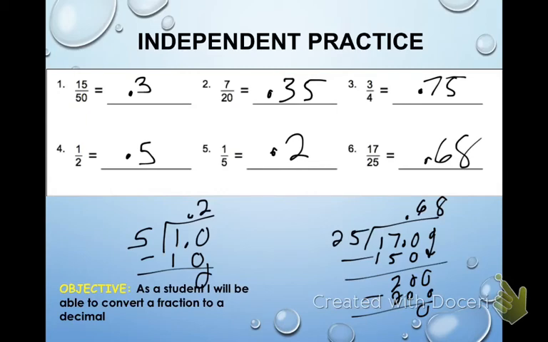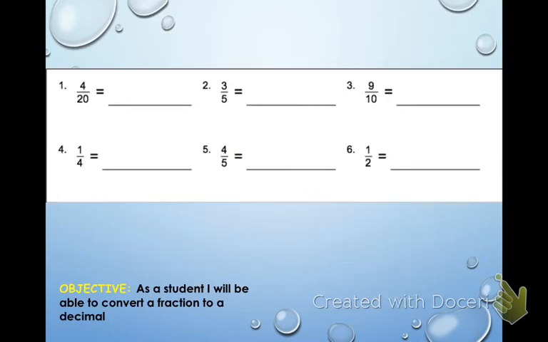Ladies and gentlemen, those are your 6. Hopefully you're able to do this. Let's move on. Okay? This is your exit ticket. Pause the video and do these now. Pause it because I'm going to move on. I'm going to keep going. Pause it right now.